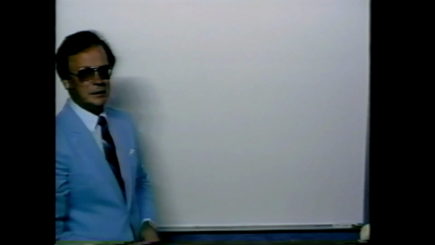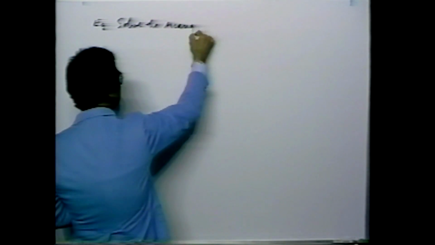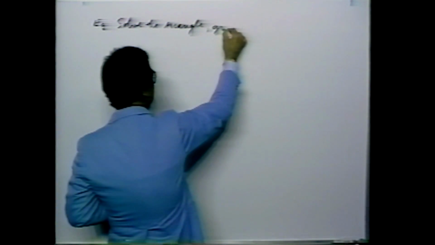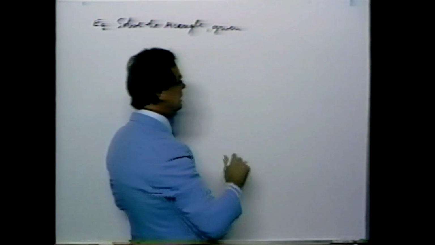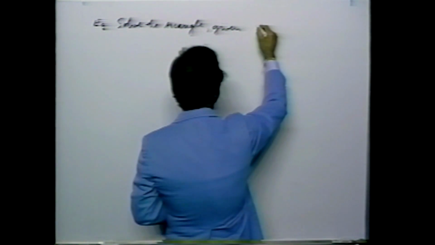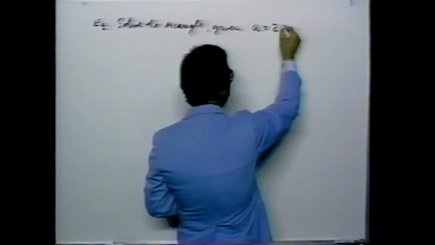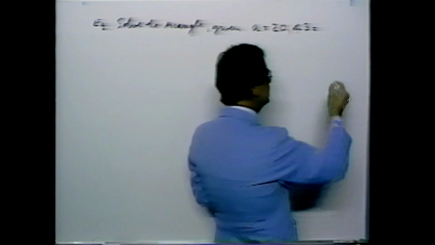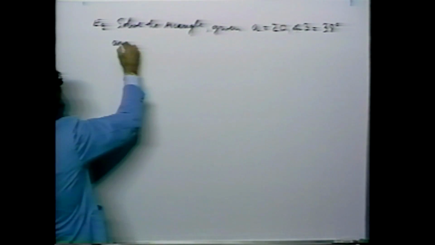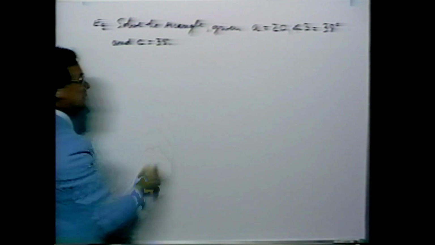Solve the triangle in this example given that a is 20, angle B is 38 degrees, and c is 35. So a is 20, angle B is equal to 38 degrees, and c is equal to 35 units.